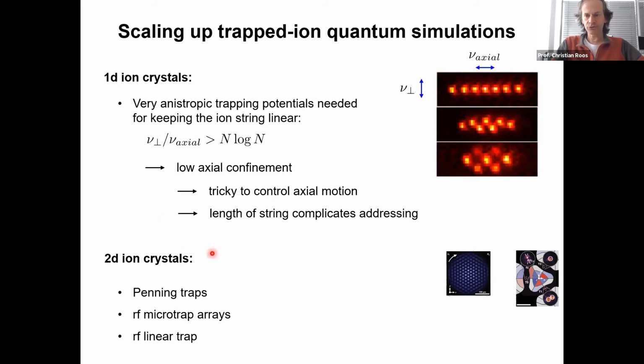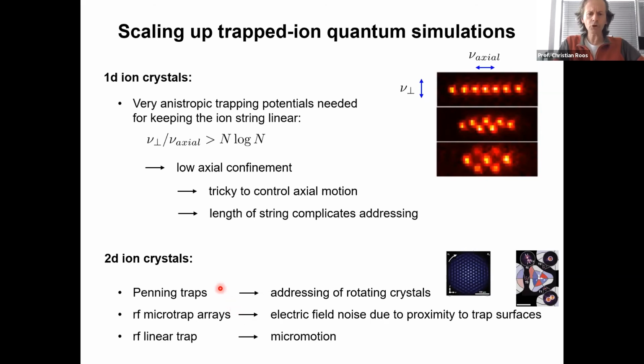And one alternative is to make use of 2D crystals. There are basically 3 approaches to having 2D ion crystals. One is using Penning traps. One is making use of micro-trap arrays, where each ion is trapped in an individual radio frequency trap, or to use a standard linear radio frequency trap. And all of them are problematic.